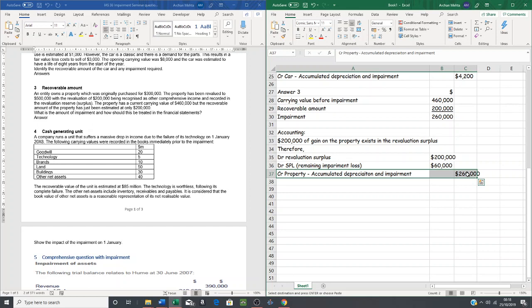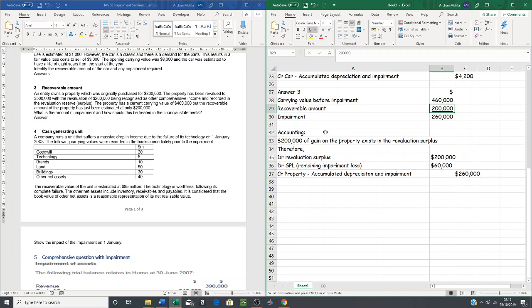Therefore, we are going to bring the carrying value 460,000 down by 260, and therefore the recoverable amount will be recorded as the new value of the asset, 200,000. Okay, so we charge 260 to the accumulated depreciation and impairment account of the asset. We bring down the value of the asset by charging it.